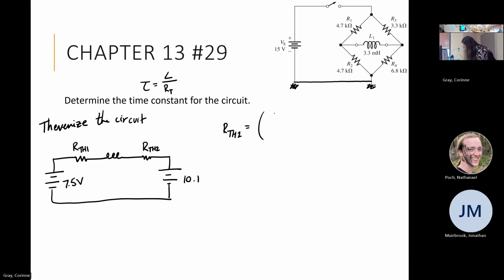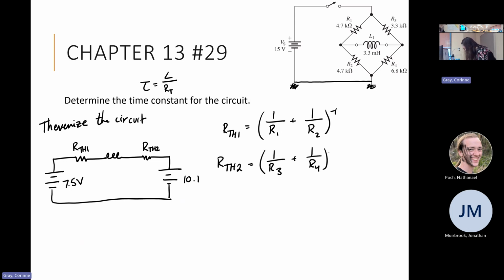RTH1 is going to be 1 over R1 plus 1 over R2, inverse. And RTH2 is going to be 1 over R3 plus 1 over R4, inverse. So you get to go through, right? You do Thevenin's theorem twice to go through and get your values.